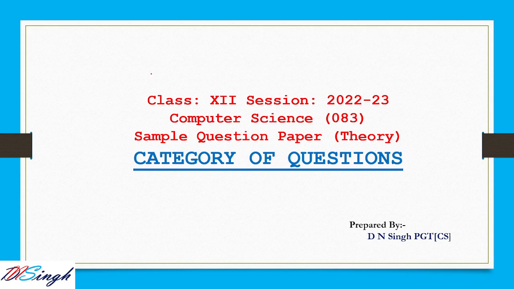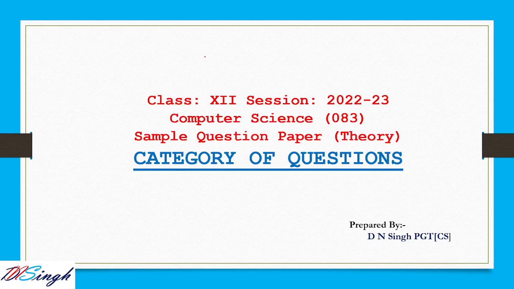In the previous part we discussed Section A, Section B and Section C. Section A will contain 1 mark questions, Section B will contain 2 marks questions and Section C will contain 3 marks questions. Section A will contain a total of 18 questions, Section B I hope 7 questions and Section C 5 questions.